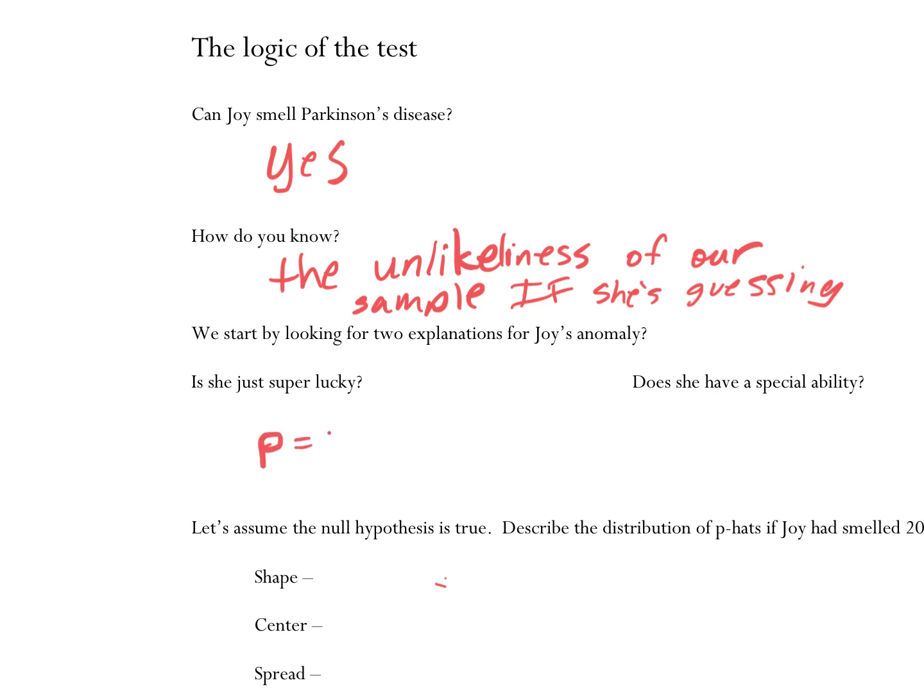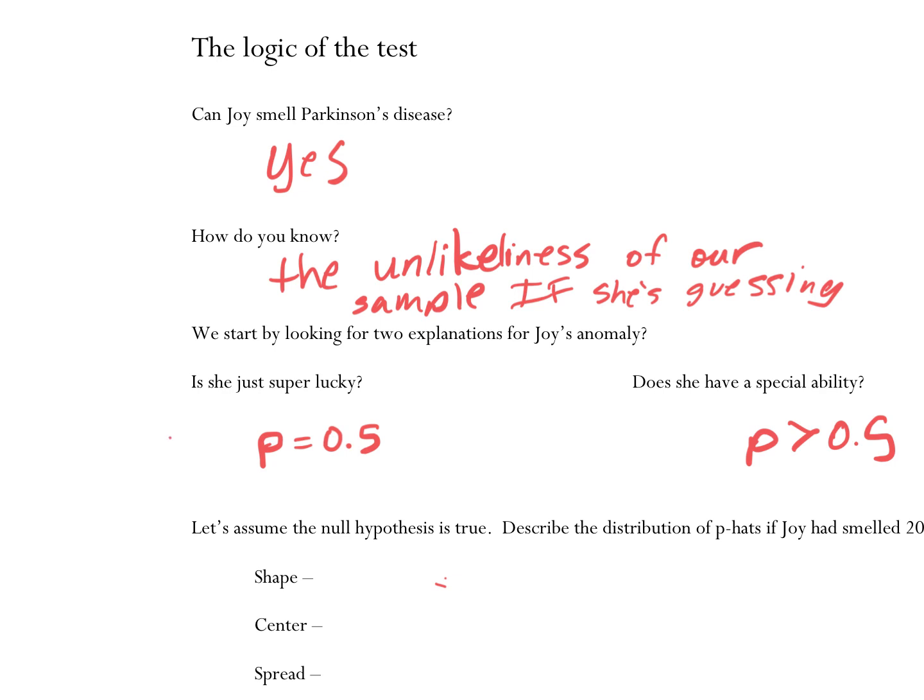This would be P equals 0.5. This would be that she's doing better than just guessing, so P would be bigger than 0.5. And these two explanations are what we call our hypotheses.